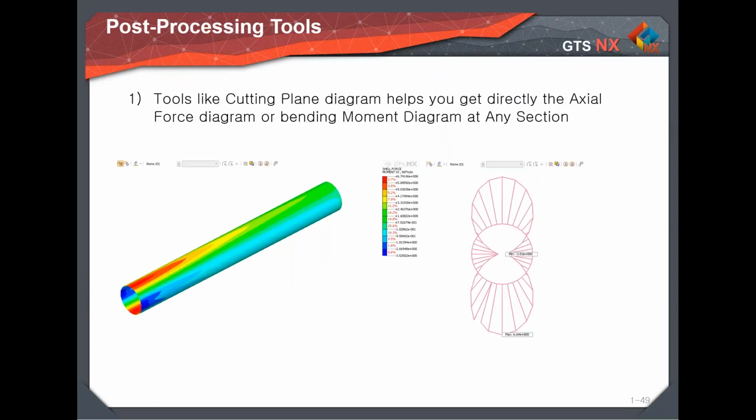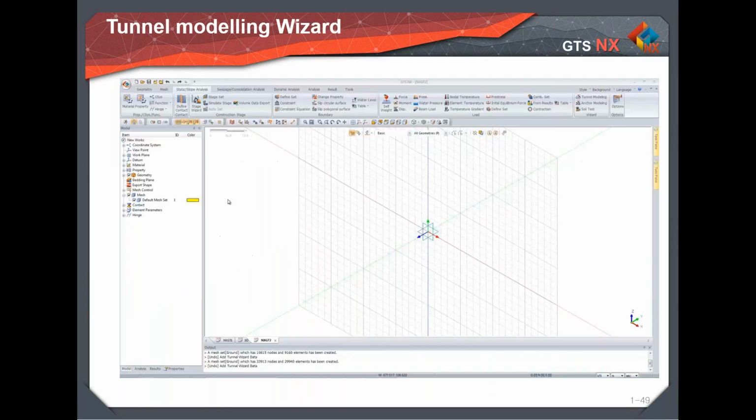Finally, when we talk of the post-processing tools, you have tools like the cutting plane diagram, especially when you want to see the axial force diagram or the bending diagram with the plate element. You can directly use this diagram, because otherwise you will find a contour plot as seen in the left figure, but what you expect is a bending moment diagram as shown in the right figure. So with options like the cutting plane diagram, it becomes easy to extract the results.